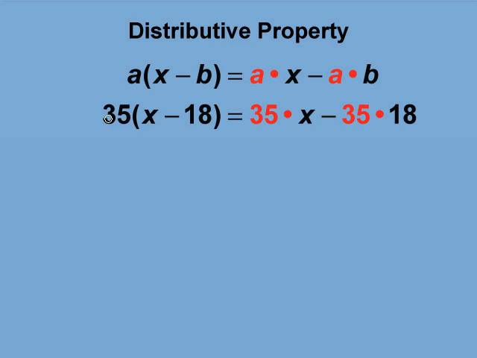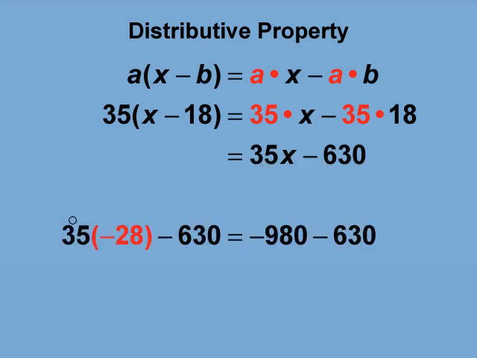We now distribute the 35 to both terms as shown here. We get 35x minus 630. We evaluate the expression for x equals negative 28 as shown here. We get negative 980 minus 630, or negative 1610.